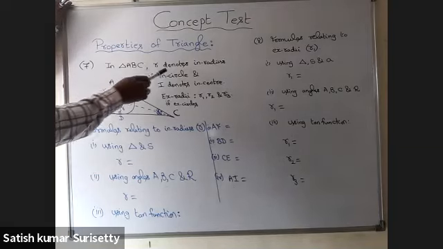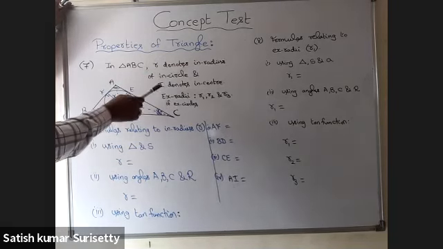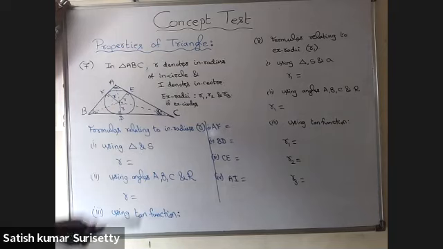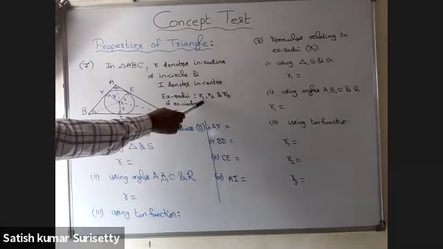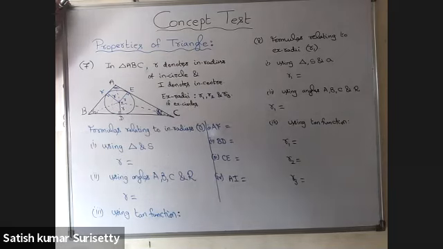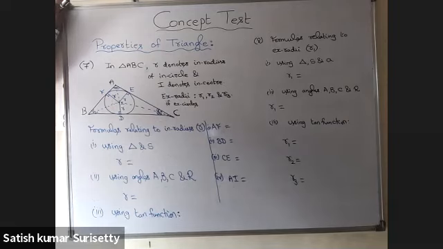In triangle ABC, r denotes inradius of incircle and I denotes incenter, and exradii of excircles of triangle ABC are denoted by r1, r2 and r3. Now go through the statements and then try to write the formulas. After that, you can verify.